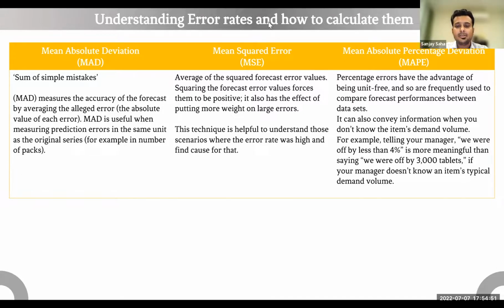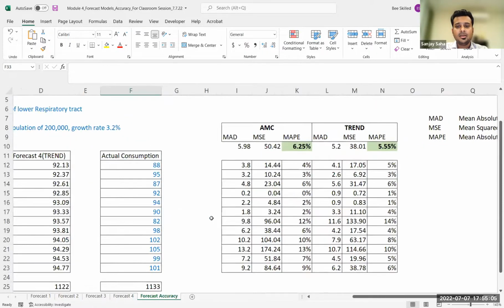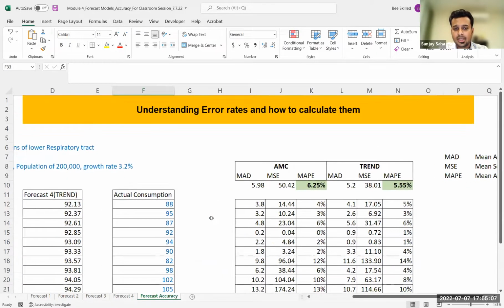Okay. So let me very quickly take you back to the Excel. Priyanka, if you can stop the screen share from your side, and then I'll quickly take you to the Excel. Again, you all have this.